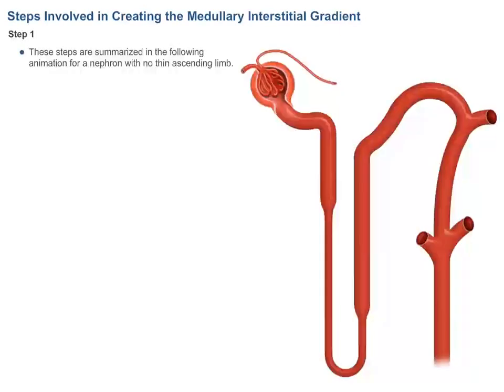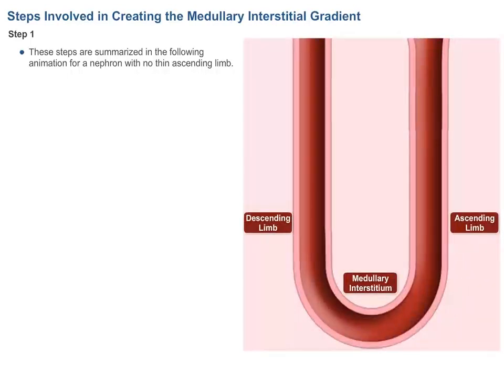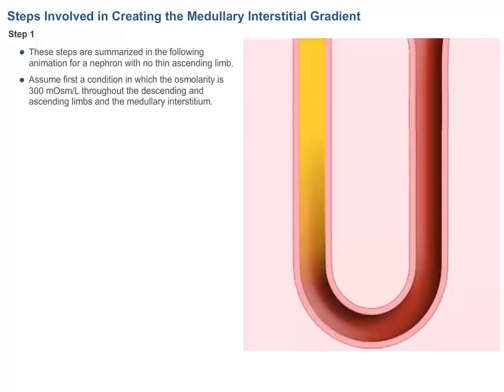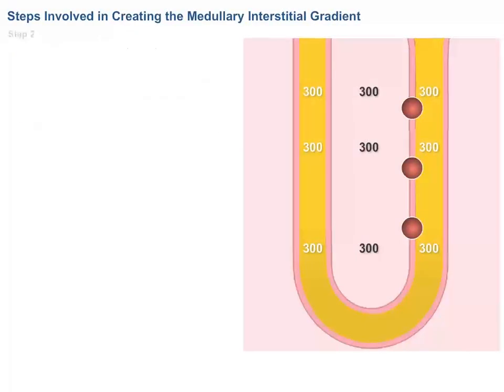Step 1. Maintaining the equilibrium is summarized in the following animation for a nephron with no thin ascending limb. Assume first a condition in which the osmolarity is 300 milliosmoles per liter throughout the descending and ascending limbs and the medullary interstitium. The descending limb of the loop of Henle is permeable only to water and the ascending limb only to solutes.